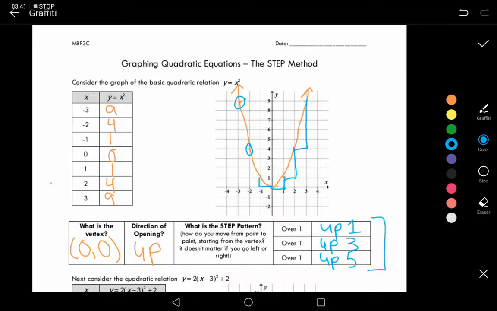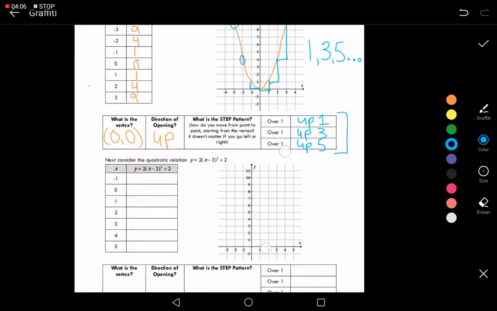Okay, so the step pattern of our base graph, this is going to be important. You're going to need to know this, is 1, 3, 5. And that would obviously keep going, but we just need to know the first 3 steps. It's always going to be over 1, up or down a certain amount. Over 1, up and down a certain amount. So that is our base graph.